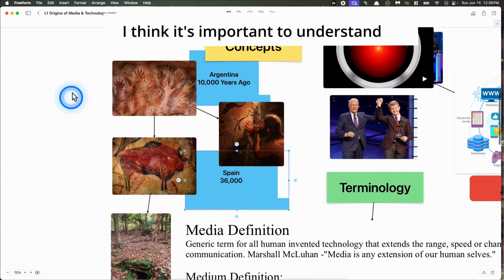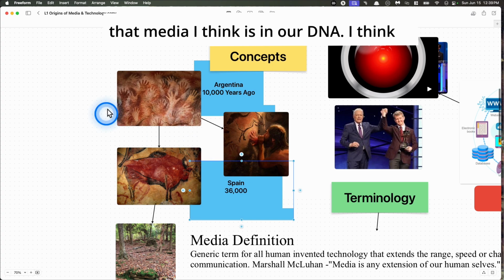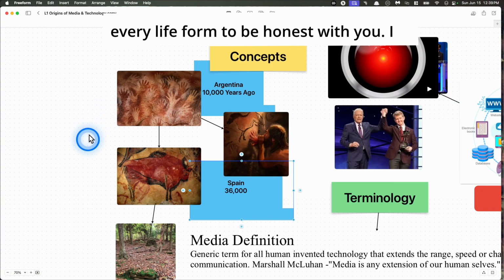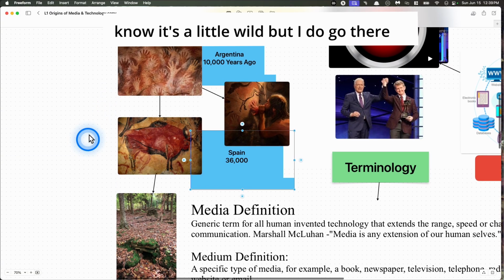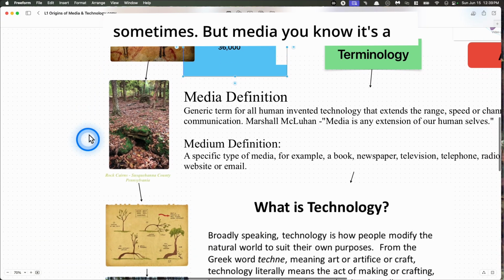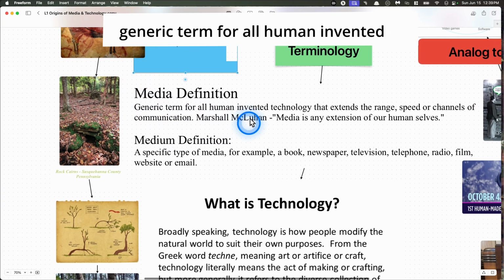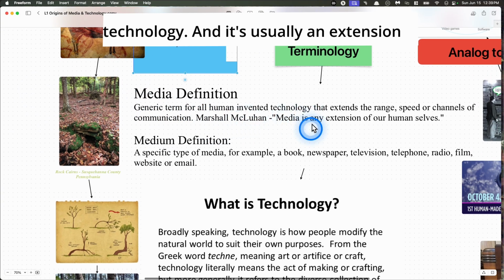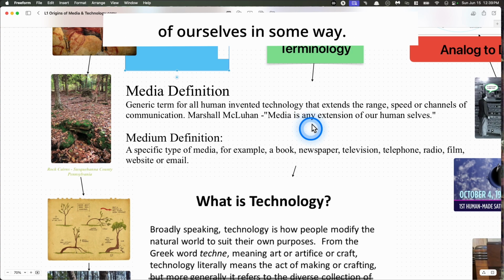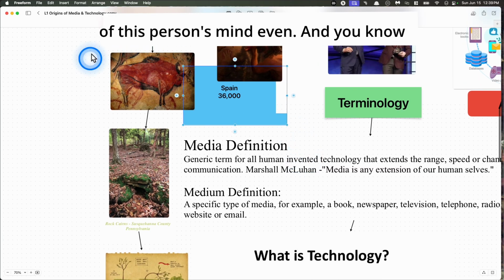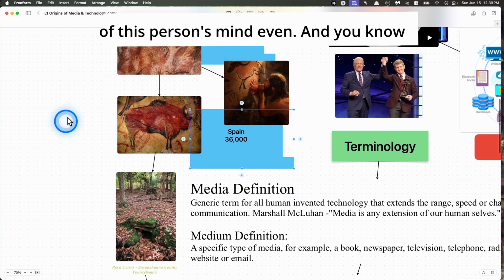And I think it's important to understand that media is in our DNA. I think it's in the human DNA. I think it's in every life form, to be honest with you. I know it's a little wild, but I do go there sometimes. But media is a generic term for all human invented technology. And it's usually an extension of ourselves in some way. You could say that this is an extension of this person's mind, even.